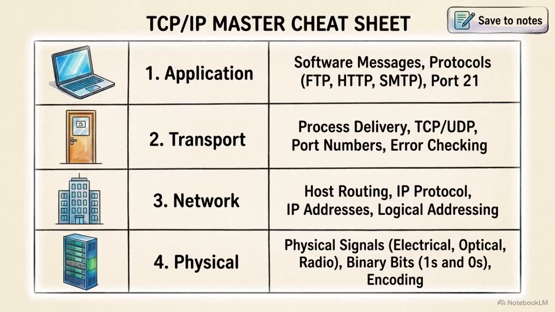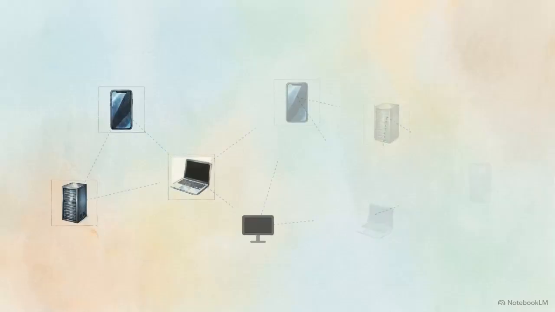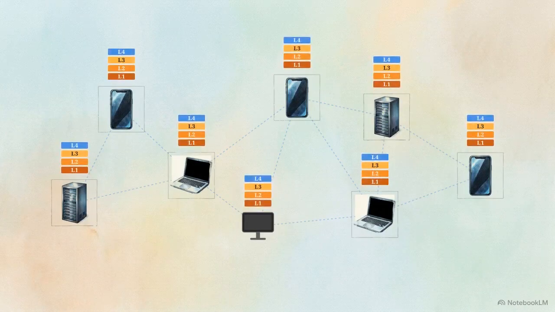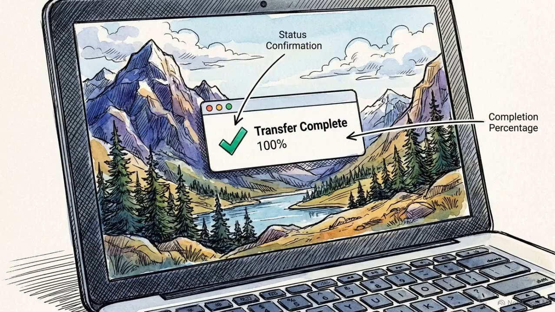This grid shows your master cheat sheet for the entire stack. From application software messages, down through transport's process delivery, and network's host routing, straight to physical's physical signals. Take a screenshot of this grid and use it as a permanent study aid. Because every device on the internet follows the same four-layer logic, your data can travel from a laptop to a server halfway across the world and arrive exactly as it was sent.